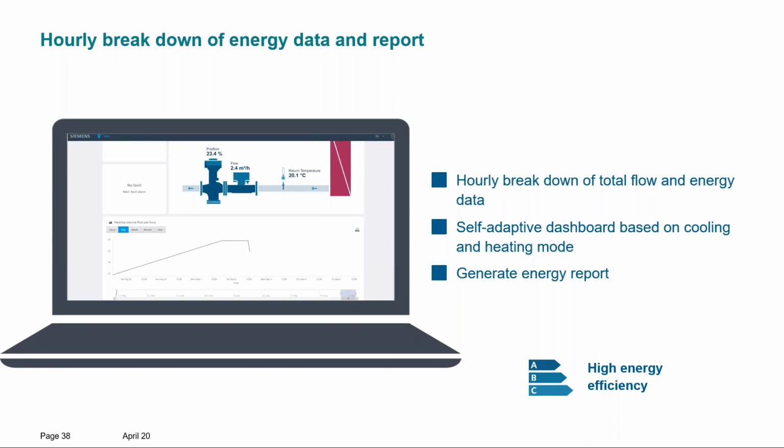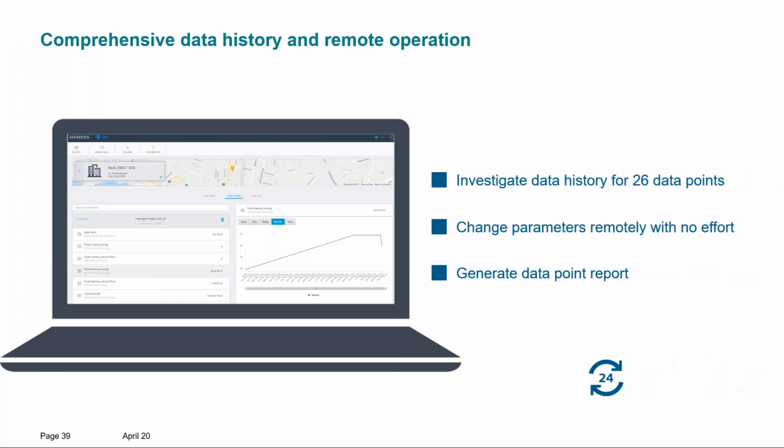You have hourly breakdowns of energy consumption. You can also have breakdowns of other data points, like the delta T across the coils, and have a report about the delta T across the coils. So coming back to the district cooling network solutions, if you have an intelligent valve solution at the entrance to the buildings, you can easily connect these into the cloud and then get a report about the delta T behavior of these buildings.